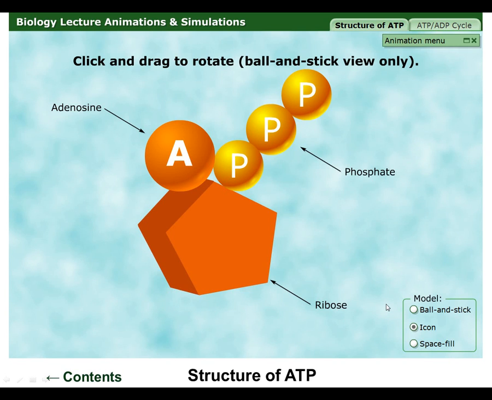Those are negatively charged phosphates. The cell's going to have to spend some energy to make that bond, but once that bond is made, we can use it. We can transfer it from potential to kinetic energy. I want you to be familiar that ATP is not the only energy transferring molecule. It's just the most predominantly used energy transferring molecule.